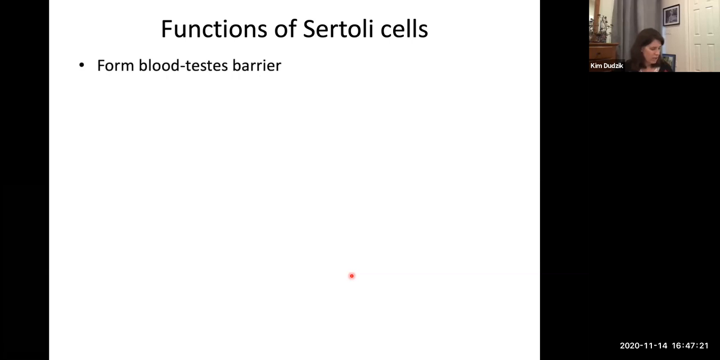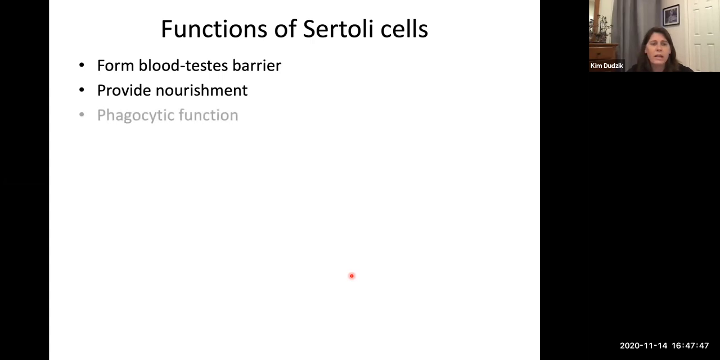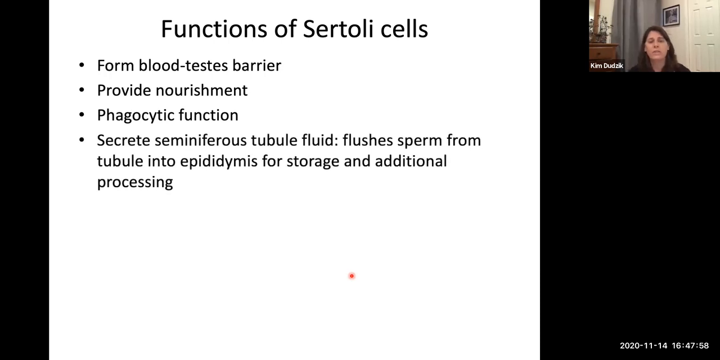So again, a lot's going on with our Sertoli cells, so I thought I'd summarize them here. I mentioned they form the blood testis barrier. They also help provide nourishment. You saw that big cell with a lot of cytoplasm, which can contain the sugars and other things needed to nourish the spermatids as they're developing. They have a phagocytic function, so if some of those spermatids don't develop properly, they can phagocytize them and clean them out, get rid of them. They secrete the fluid that develops inside of the seminiferous tubule.